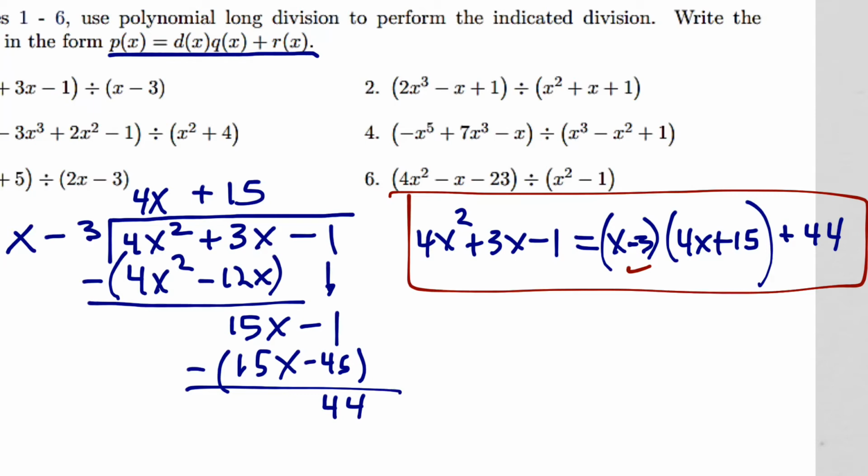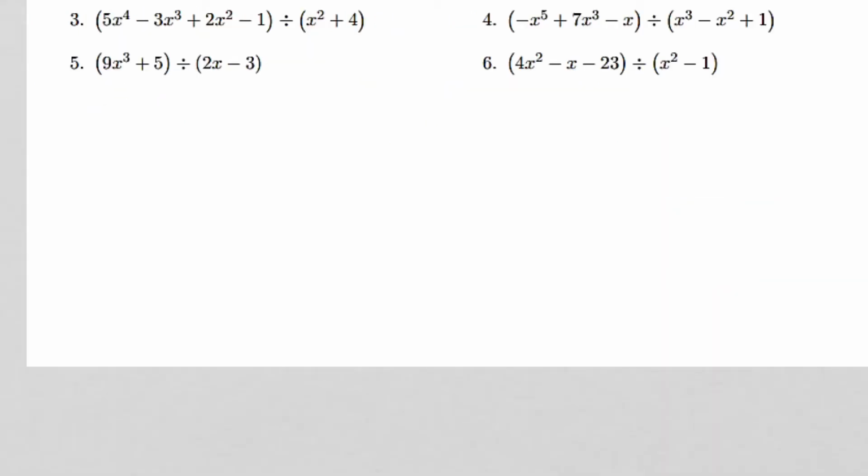So we can tell that these two are not factors of this polynomial because this right here is a non-zero remainder. Okay, so those are not factors. All right, let's do another one. Okay, we're going to do problem number 4 now. There's a couple of points we need to make about this problem. So I'm going to set it up.